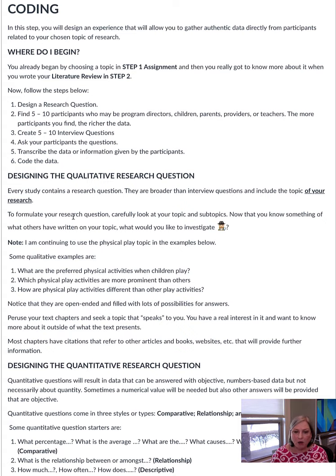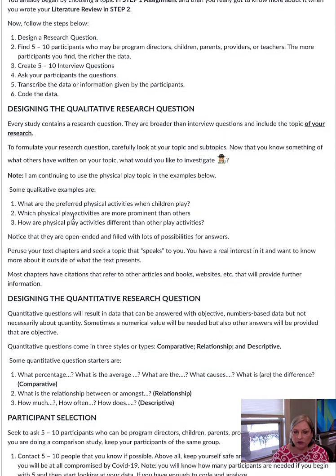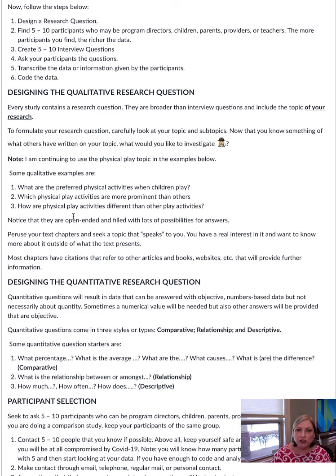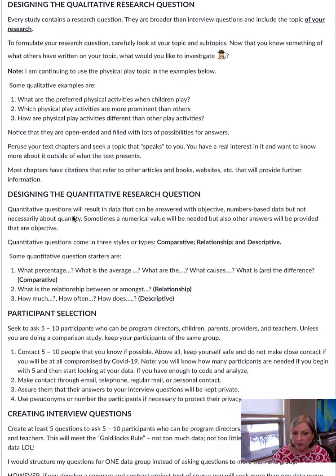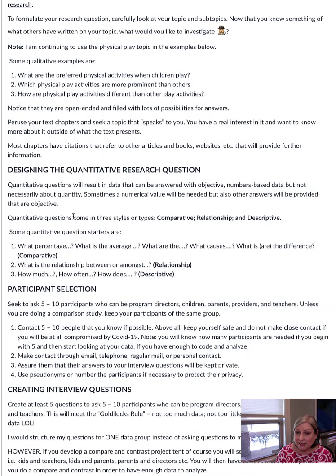Now, let's keep going though. Designing that qualitative research question, I've given you some information there, some examples of questions to generate the biggest possible answers, which is what we want. And then I talked a little bit about designing that quantitative research question. Now, you don't have to do both. No, no, no. That's called a mixed methods or multiple methods approach. You don't have to do that.